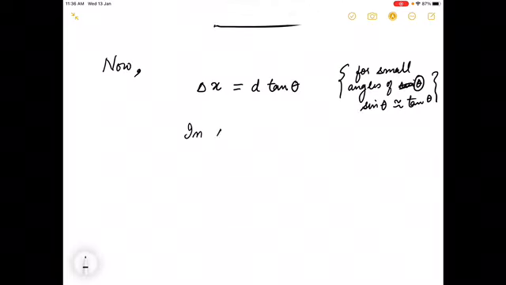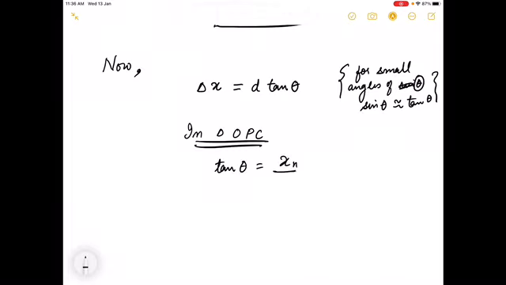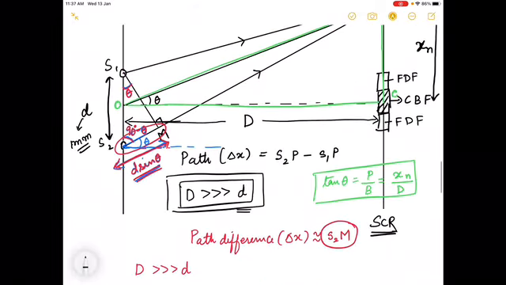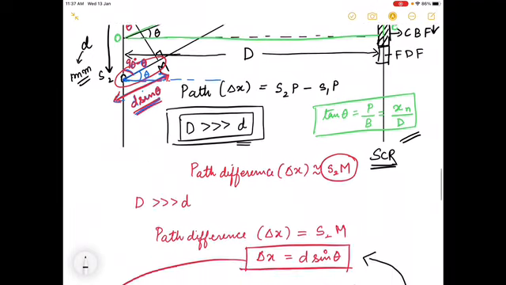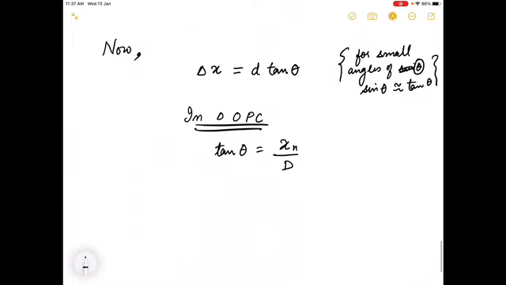In triangle OPC, I can write tan theta is equal to xn upon d. I hope everybody can see that. Yes or no? Clear? Okay, so if that is true, let's move forward.